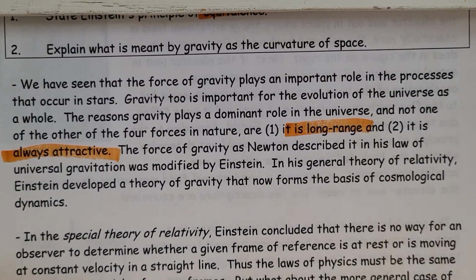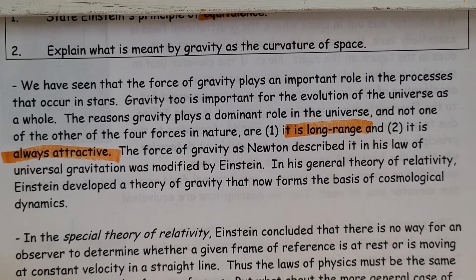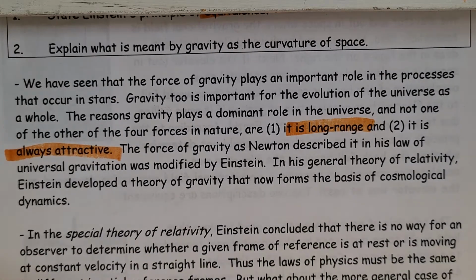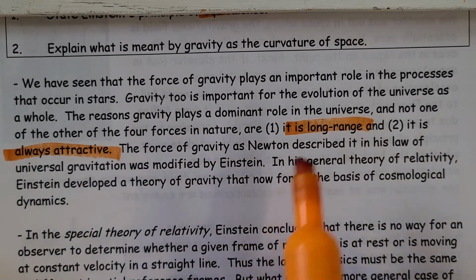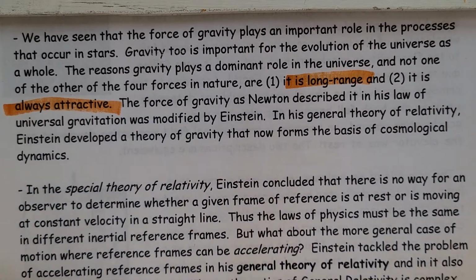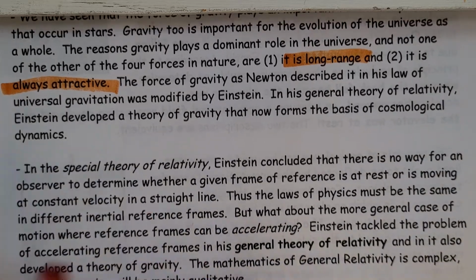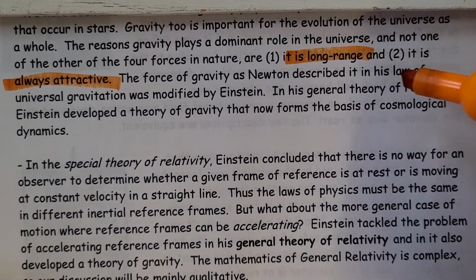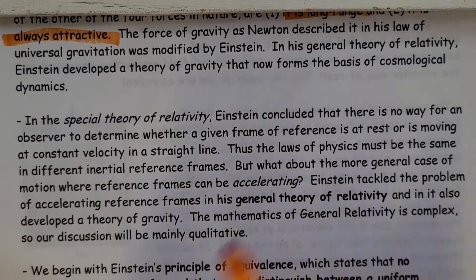So if you look at electric force, magnetic force, it tends to be shorter range, and there's positive and negative. There could be attraction and repulsion, but as far as we know, with gravity there is just attraction, and it can act over long distances. The force of gravity, as Newton described in his law of universal gravitation, was modified by Einstein. In his general theory of relativity, Einstein developed a theory of gravity that now forms the basis of cosmological dynamics.